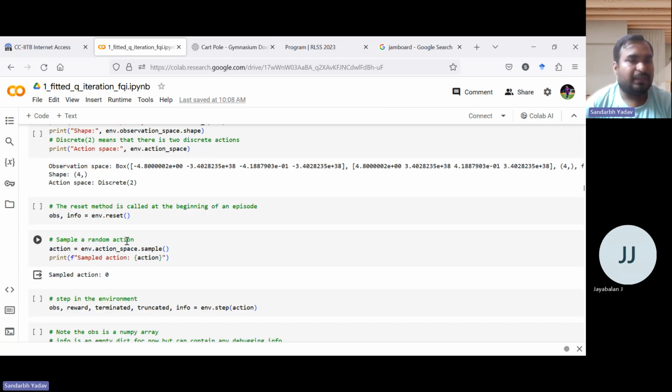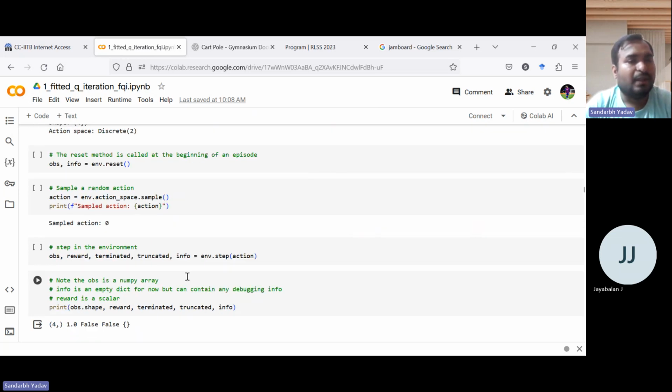If you want to sample a random action, which we will be using in fitted Q iteration, because you have to sample randomly enough to have a fair idea about all the samples, you simply call environment.action_space.sample. Since we have only two actions, it returns either left or right. One is mapped to 0 and the other to 1. I think left is mapped to 0 and right to 1.